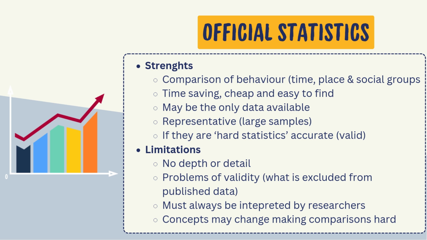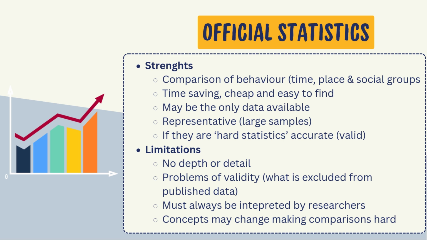They're really representative, and if they're hard statistics, which in the case of official statistics they are, then they are very accurate and valid. Hard statistics mean those that are more likely to be accurate, such as government statistics. The limitations are that they don't have depth or detail, so they don't explain the why of behavior.